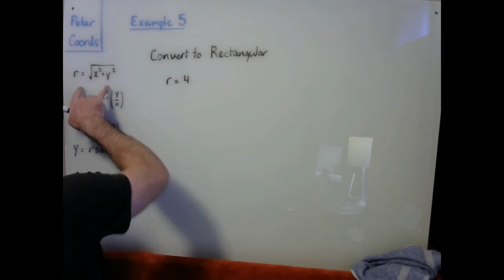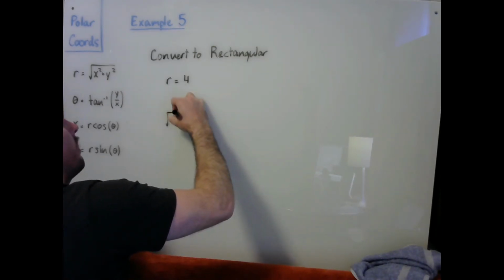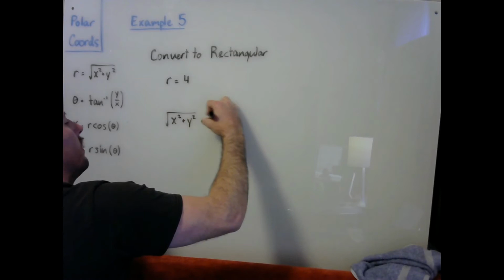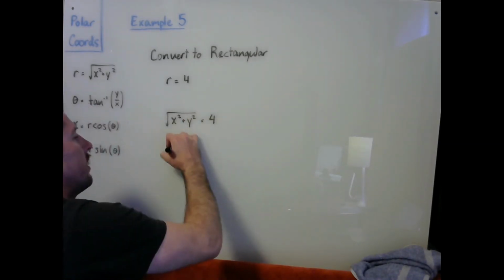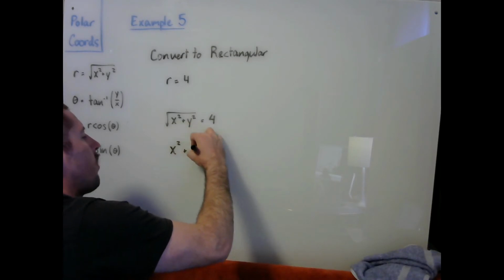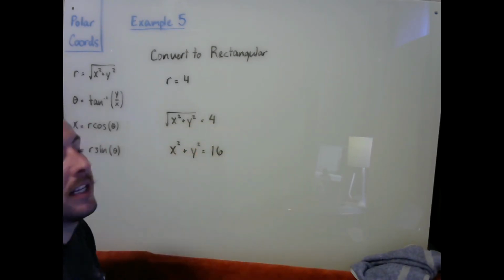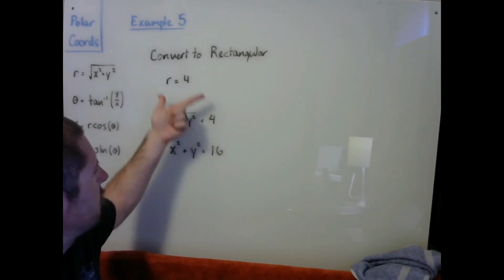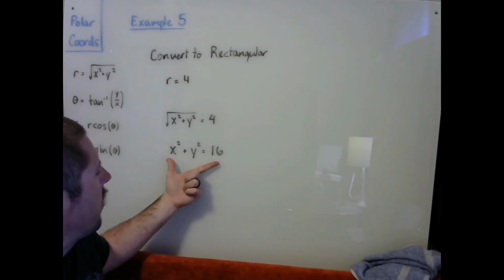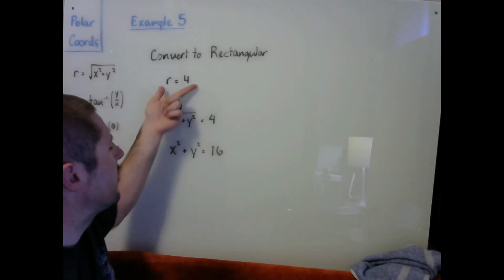So it seems like this should be a circle. If I'm going to convert this into rectangular, I know that r is the same thing as the square root of x squared plus y squared. And pretty typically we write this without the square root. I'm just going to square both sides here and write this as x squared plus y squared equals 16. And it turns out that what this equation is, since these must be equivalent to each other, is that x squared plus y squared equals 16 is the equation of a circle with a radius of 4.